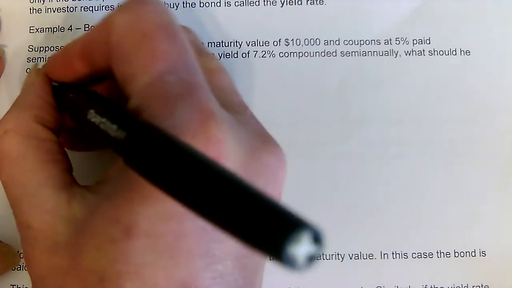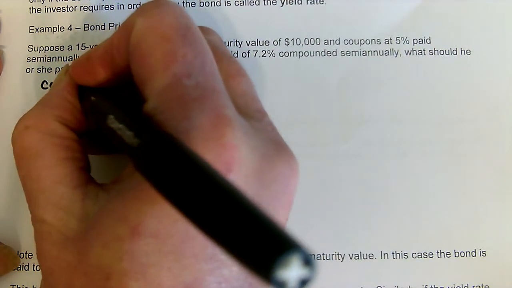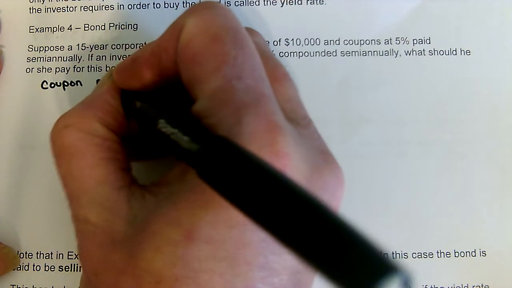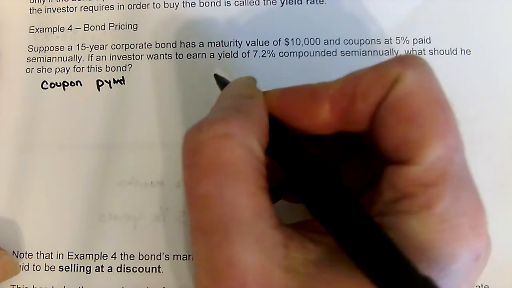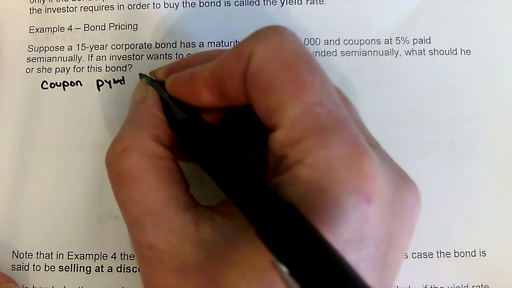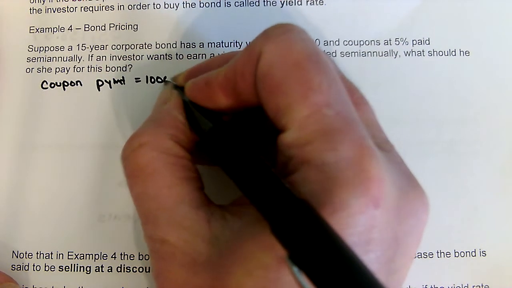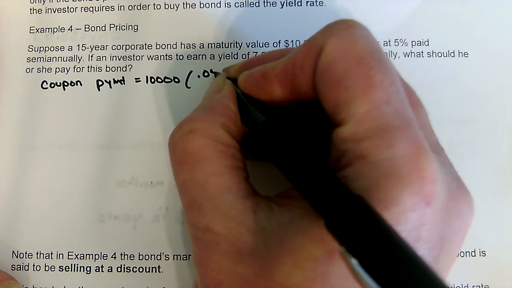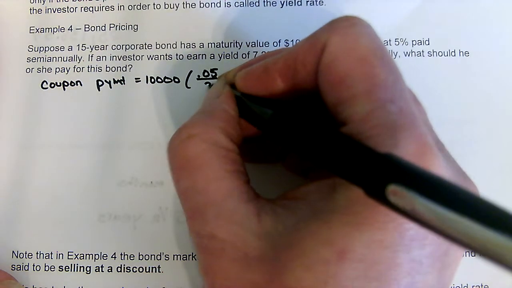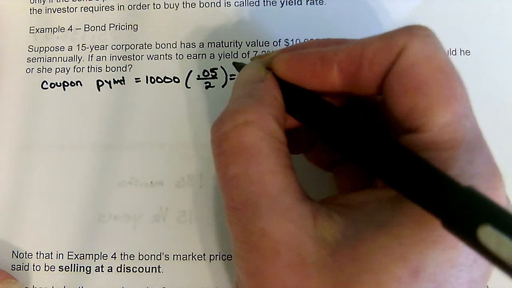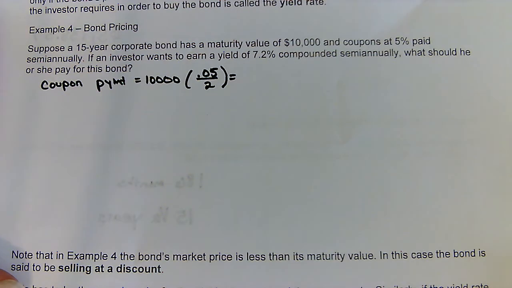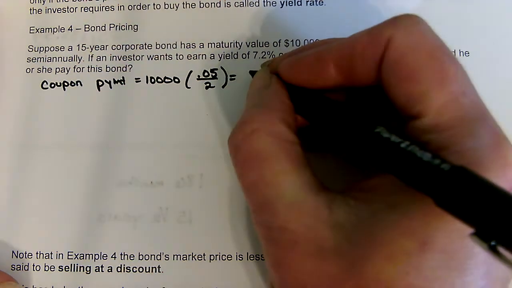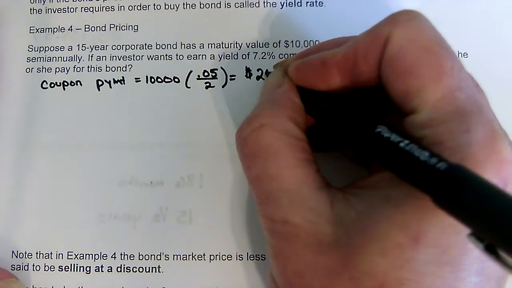First off, let's talk about that coupon payment. How much is that going to be? So they take the $10,000 and we're going to take the 5% semi-annually, and so that ends up being $10,000 times 0.05 divided by 2, and we get $250.